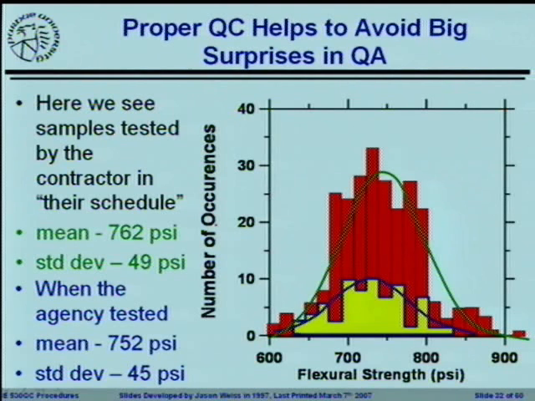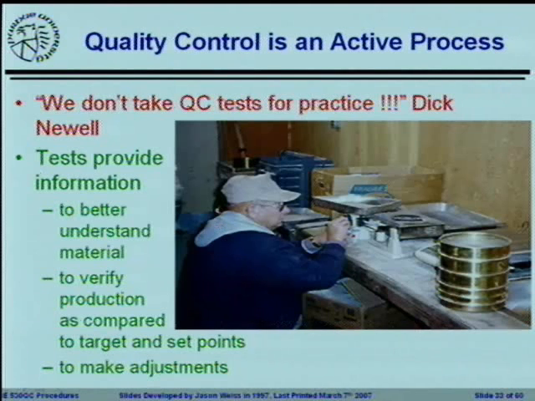They had a good knowledge. They were doing quality control so that nothing was really a big shock when they started doing testing down the road. We don't take tests for practice. They're actually used. Quality control tests are called quality control tests for a reason. They're there to control the quality of what you're doing. They're there to help you understand the material better, to provide information that what you're producing is what you think you're producing, and to help you to make adjustments as you go throughout the course of your day.